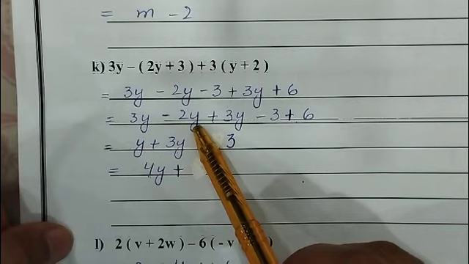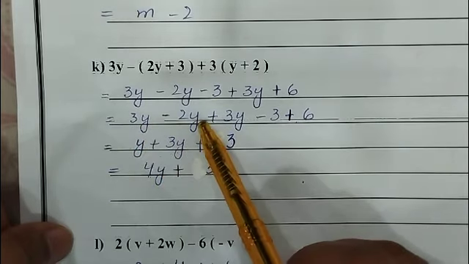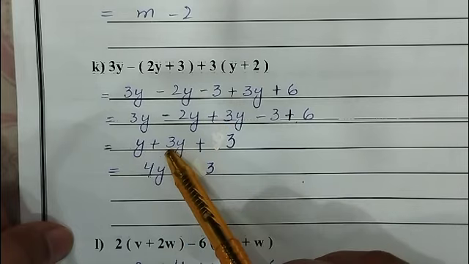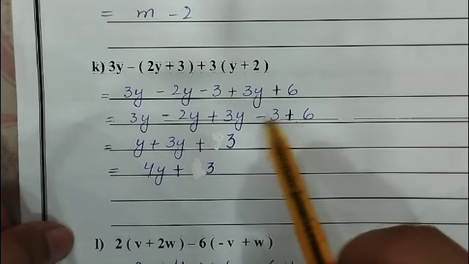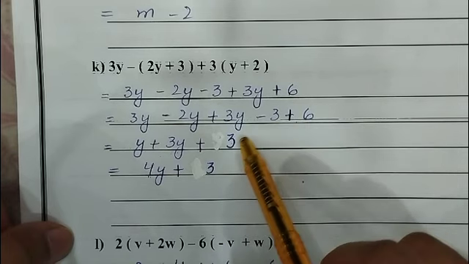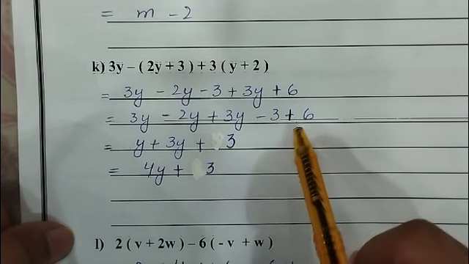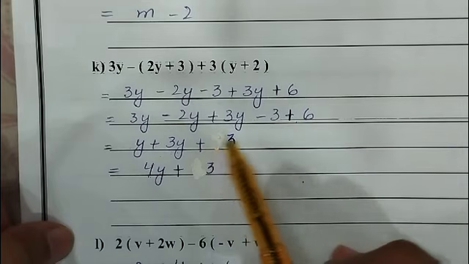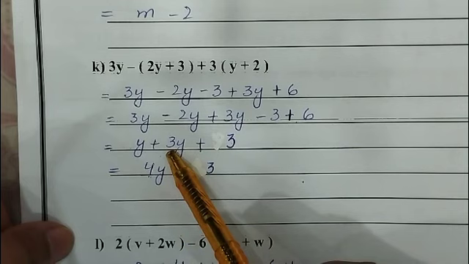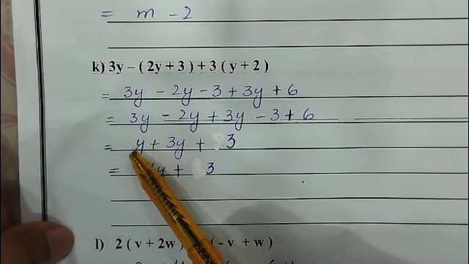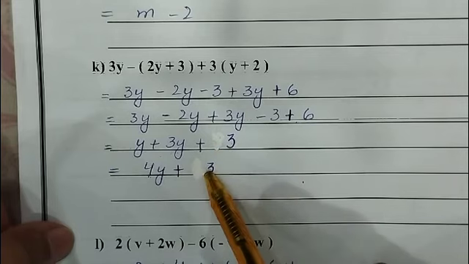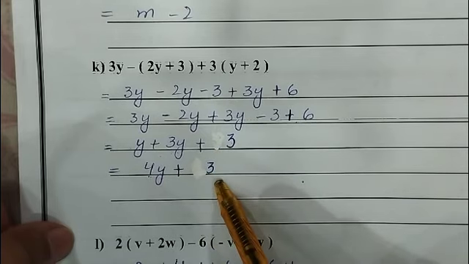First 3y minus 2y, as the signs are different, we are going to subtract. 3y minus 2y is y, plus 3y. For the constant terms, as the signs are different, we are going to subtract 3 from 6. 6 minus 3 is 3, and the sign is plus because the greater term contains a plus sign, plus 3. Now we are going to solve y plus 3y, as there is a plus sign, we are going to add. 3y plus y is 4y, and this plus 3 comes as it is, so 4y plus 3 is the answer.